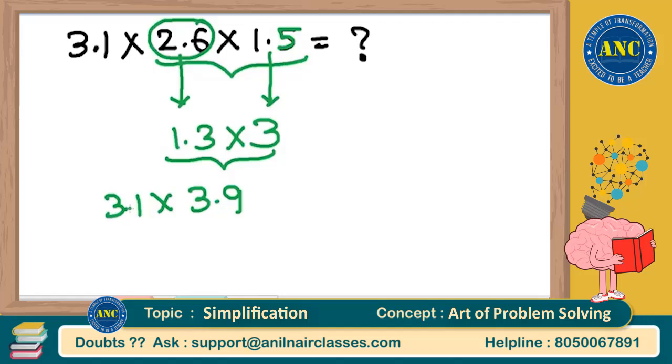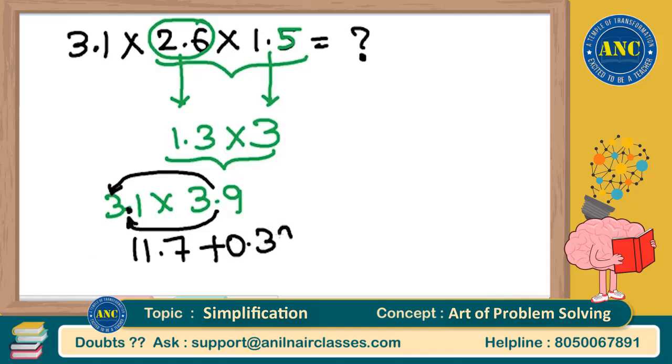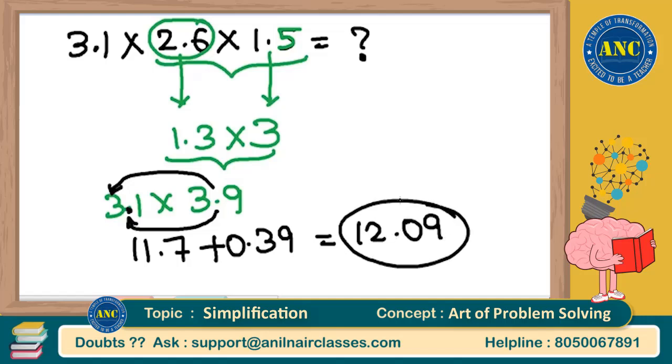Multiplied with 3.1. Right? 3.9 into 3, 39 into 3 is how much? It is 117. It is 11.7. Right? It is 11.7 plus 3.9 into 0.1. It is 0.39. Finally, you will get it as 12.09. Idea clear, sir? 12.09 should be the answer.